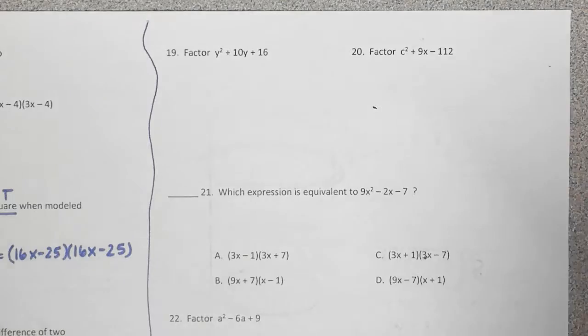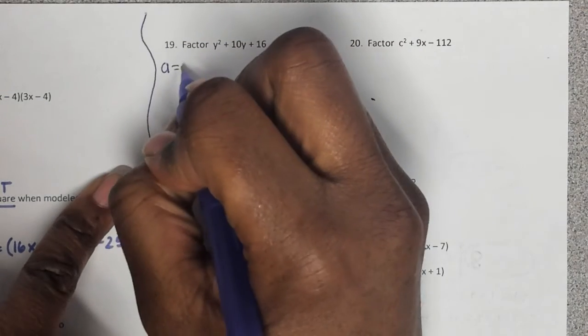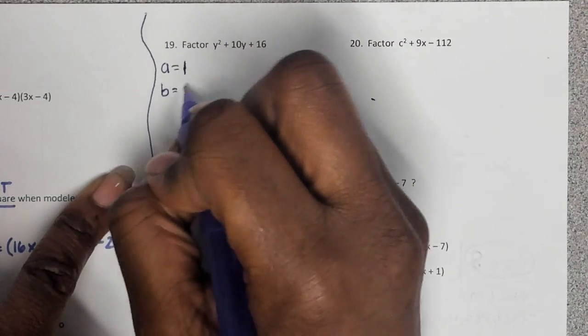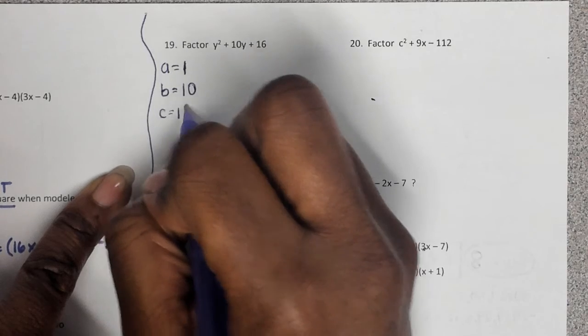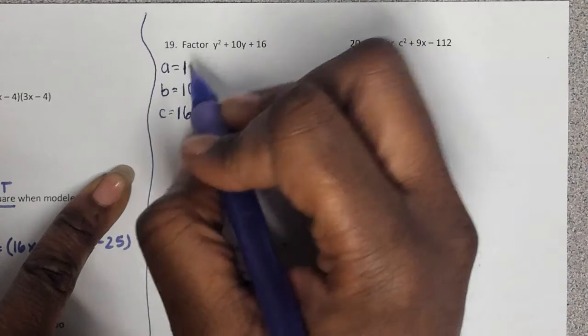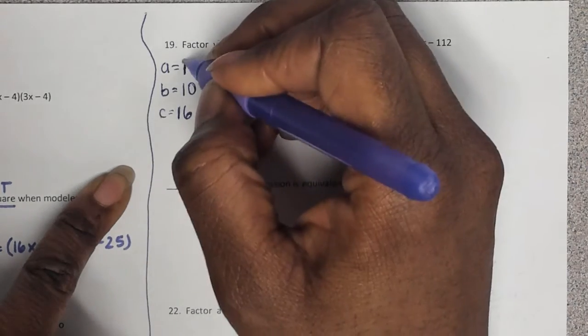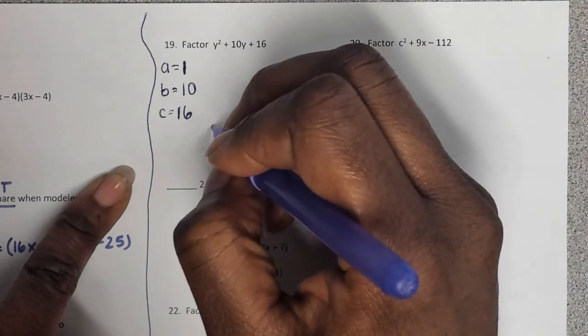All right, so I'm going to set up the steps. A is 1, B is 10, C is 16. No, there's nothing to divide by because we have the number 1 for our A. If any of them are 1, we don't need to divide.